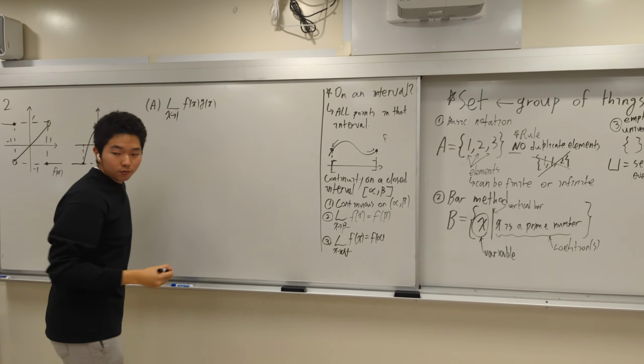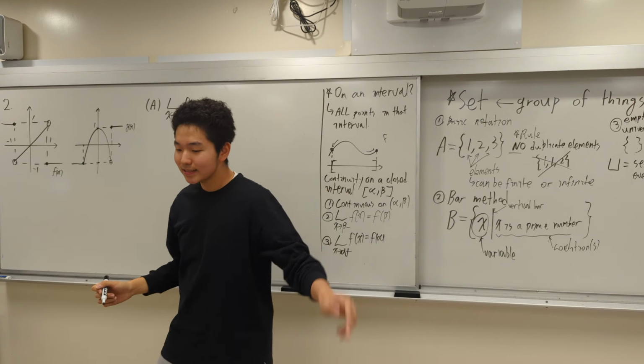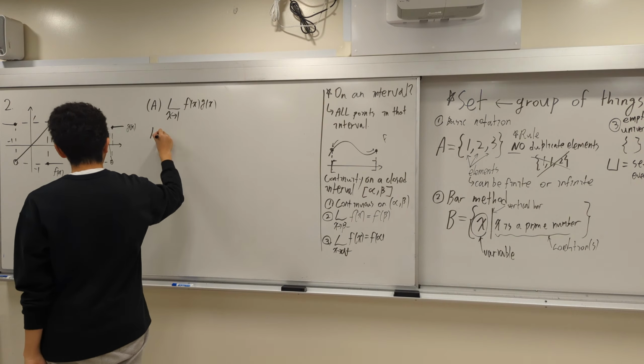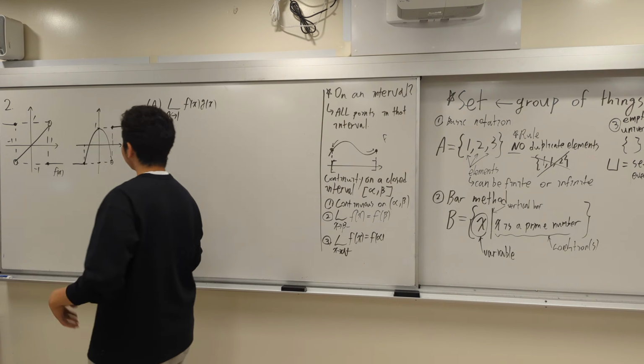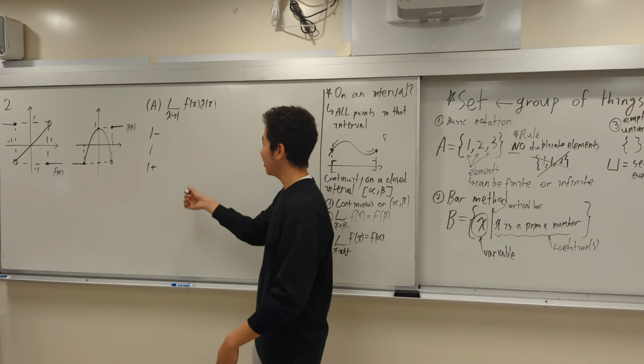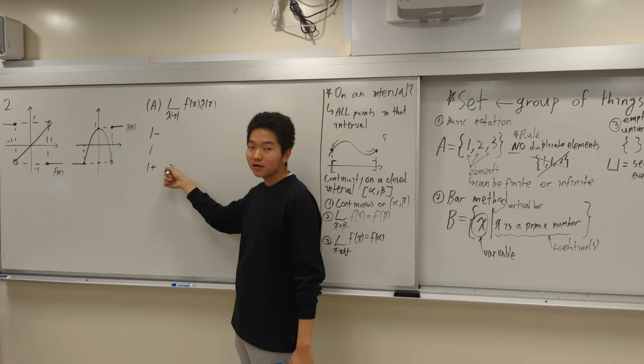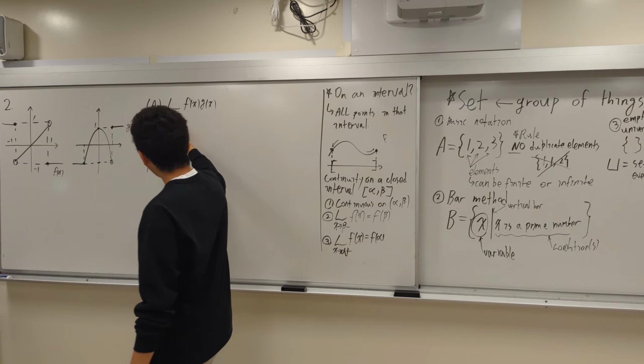So remember, the three conditions for a limit to exist are what? We need to compare 1 minus, 1, and 1 plus. Throughout this chapter, I encourage you to organize your calculations like this. So 1 minus would be what?